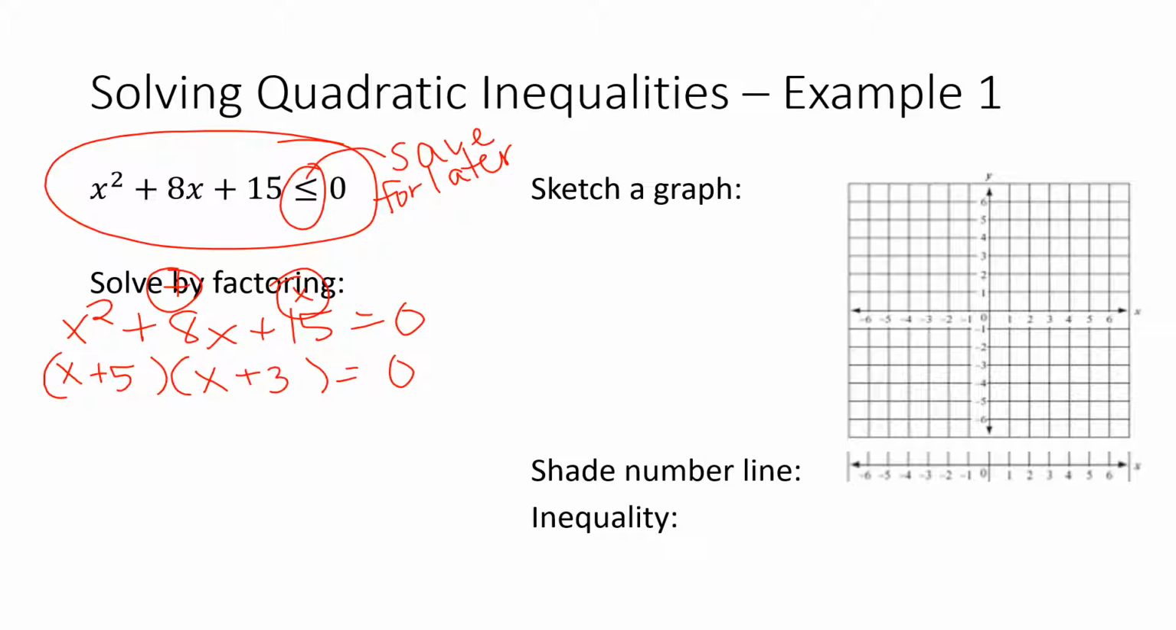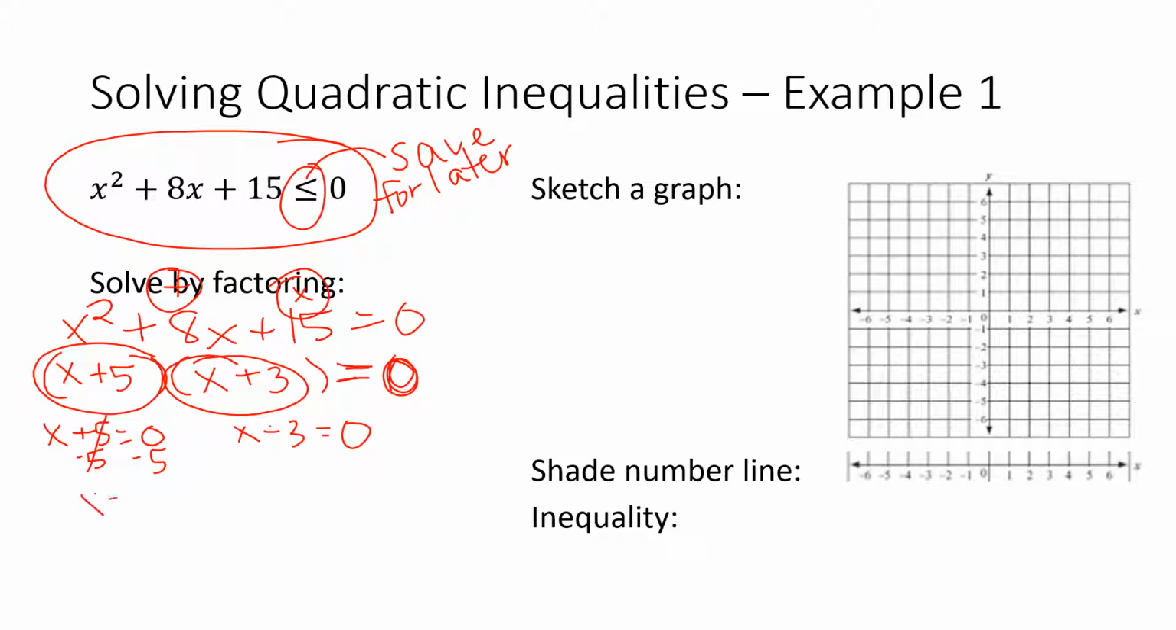Now we learned in the previous lesson the zero product property. If you have x plus 5 times x plus 3 is equal to 0, that means one of those factors must be 0. So we're going to do x plus 5 is equal to 0, and we're also going to look at x plus 3 is equal to 0. And we're just going to solve for x for both of these little mini equations. So to get x by itself, here I'll subtract 5 from both sides. That's x equals negative 5. And for the other equation, I'll subtract 3 on both sides, which gives me x equals negative 3.